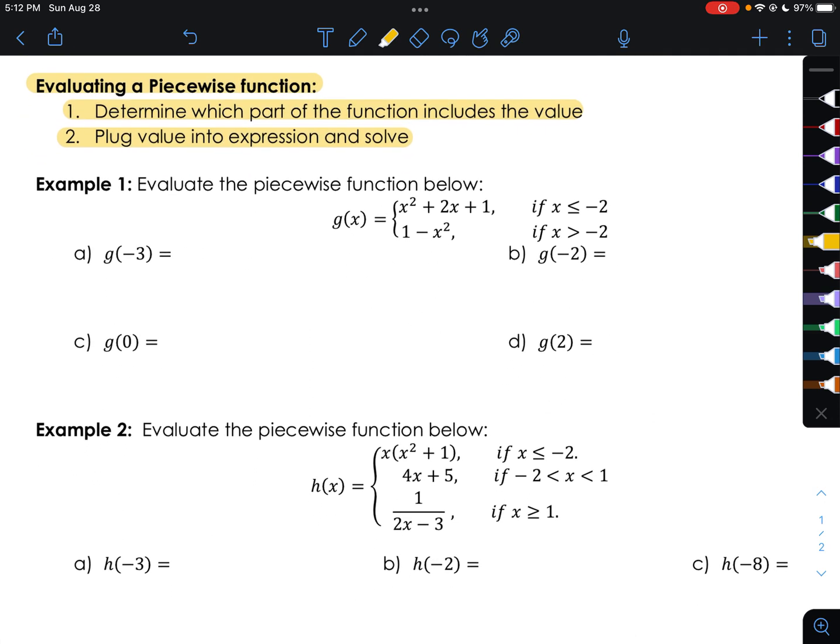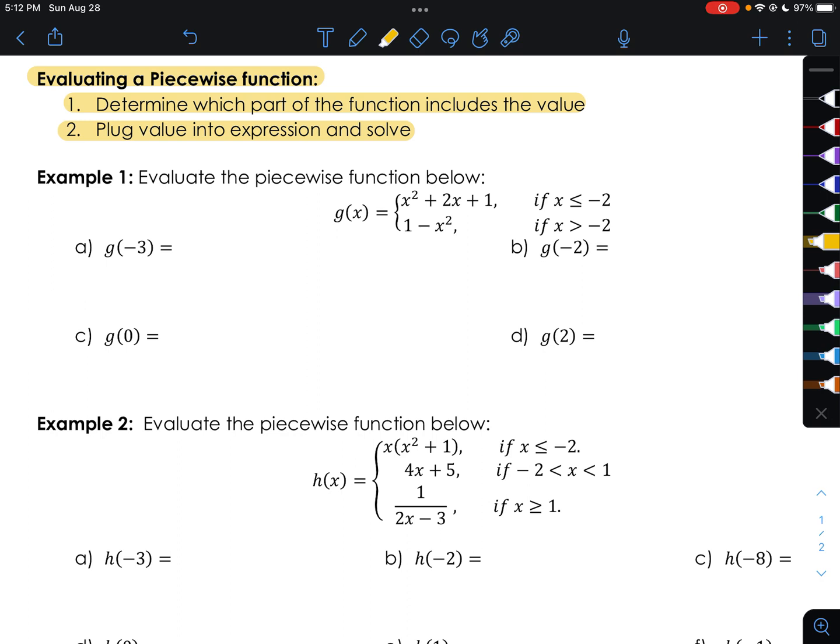So if we look at our first example, it says evaluate the piecewise function below. So notice we have g of x, and it has two different functions that have different domain restrictions. So it is x squared plus 2x plus 1 if x is less than or equal to -2. And then it is 1 minus x squared if x is greater than -2. So let's go ahead and evaluate.